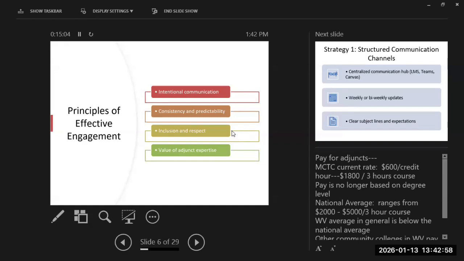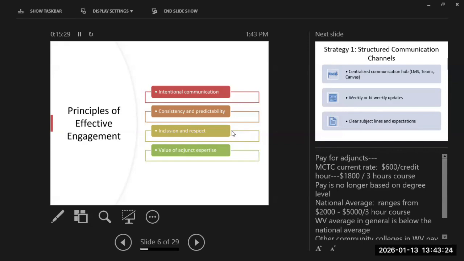And Kristen and I are going to talk a little bit more about that in a minute, some ideas, and then we're going to do a brainstorming activity that I know everybody wants to do again. But just to see, does anybody have any ideas that we're not thinking about of how can we make them feel more included and hence, more respected? And then lastly, value of adjunct expertise.